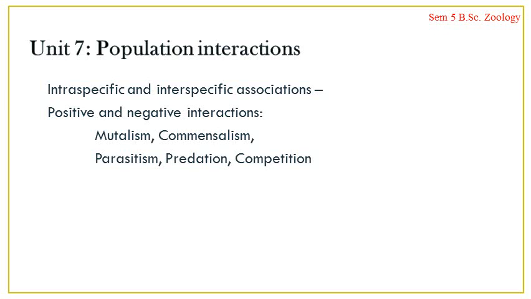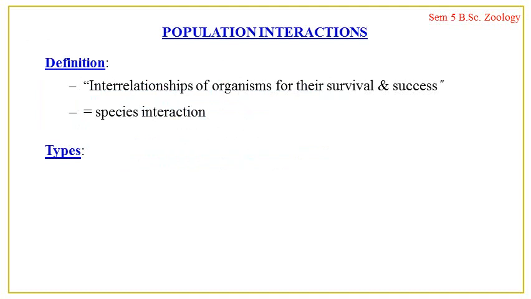So in this presentation, we will be seeing both intraspecific interactions and interspecific interactions. And under interspecific interactions, we will be learning the different positive and negative interactions. Okay, we'll be looking into it in detail with examples and different types of each, okay? So what is population interactions? It is the interrelationships between members of a population for their survival and for their success in an ecosystem. And that is what is referred as the population interaction.